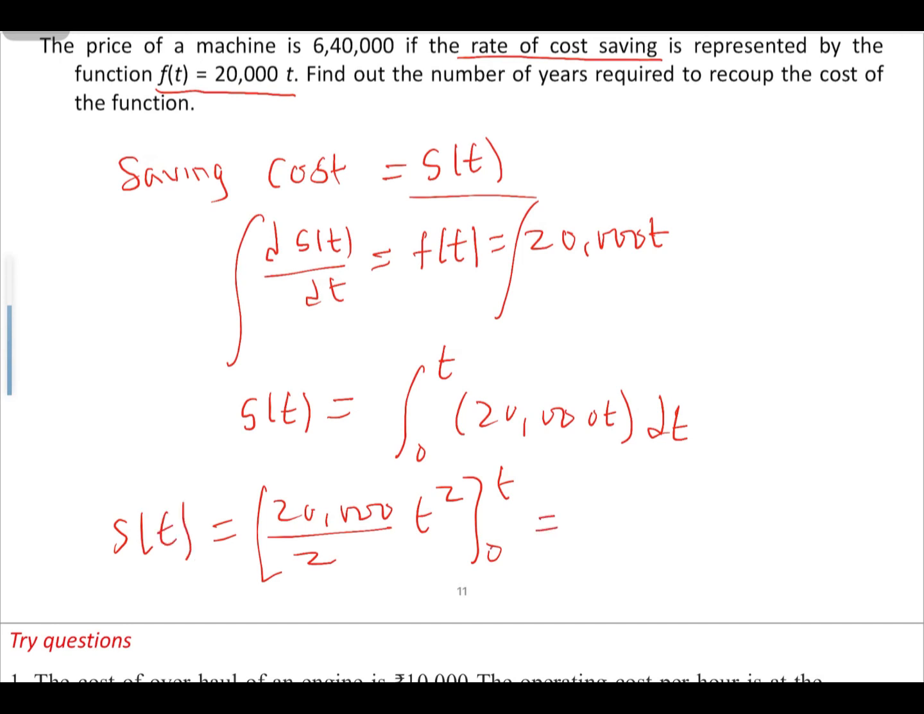So based on that, at 0 the function ought to be 0. Therefore, we are left with the upper limit, which is what? This one will cancel, and we are going to get 10,000 t squared.